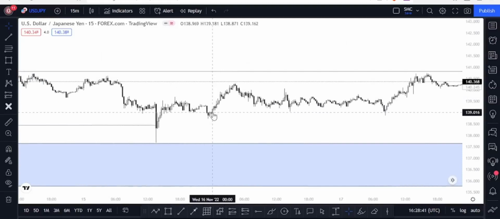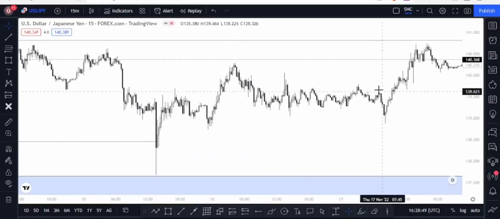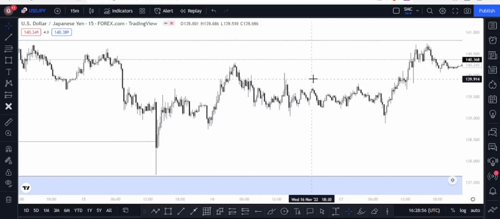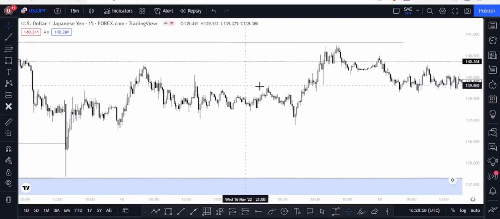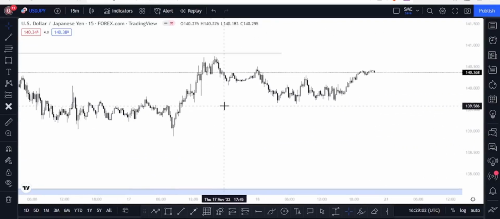Now in terms of internal structures, there were some opportunities to enter the market during the course of the week. I'm not going to go through that again here, simply because of time.